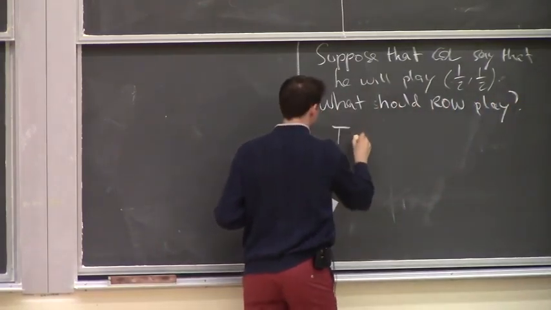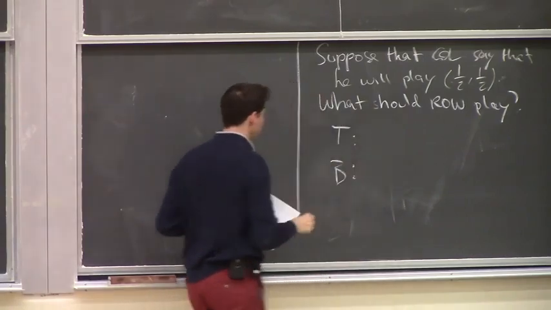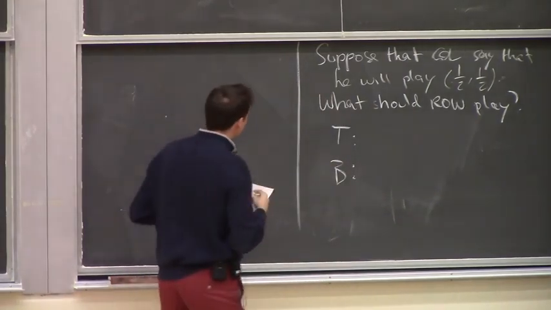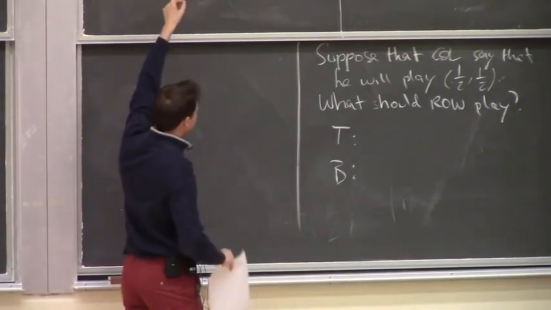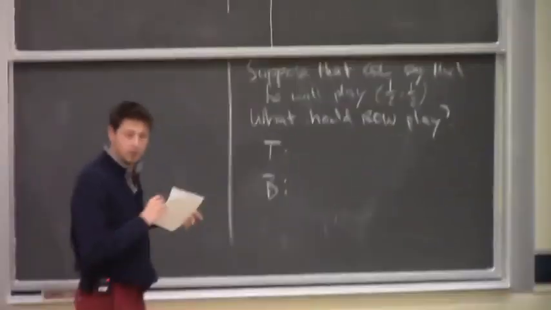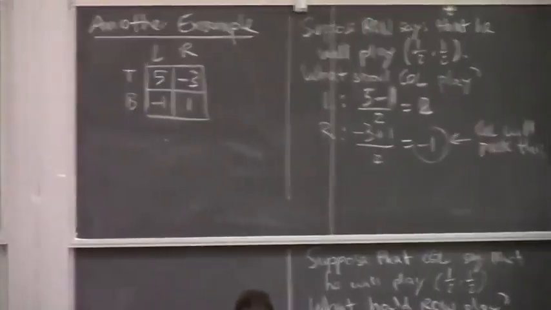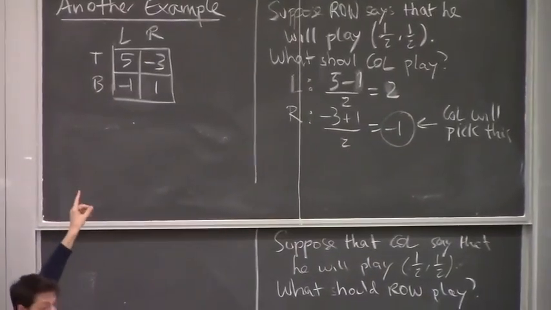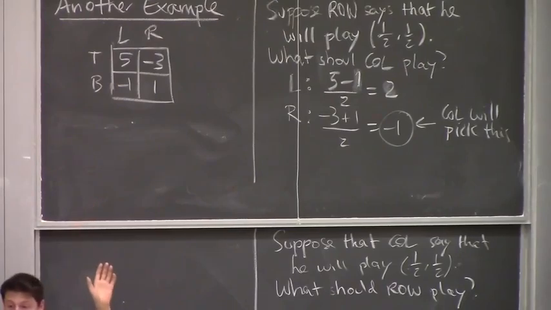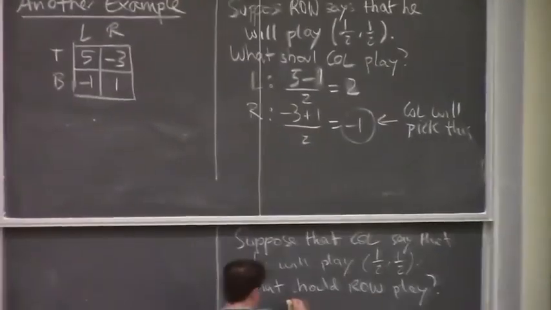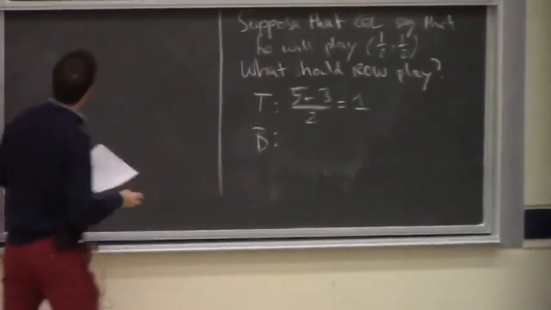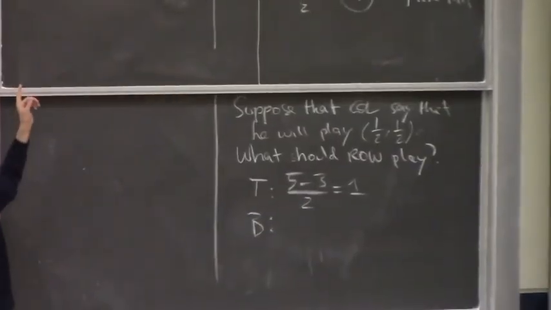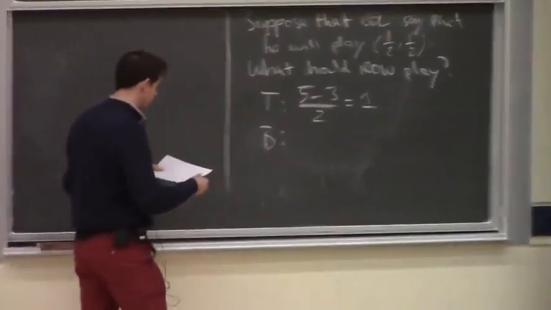He has two options, either top or bottom, right? If he plays top, what will be his utility? I say 1. If he plays top, it will be 5 with probability half and minus 3 with probability half. So 5 minus 3, that's 2, over 2, that's 1. Do you agree? And if he plays bottom, it will be minus 1 with probability half and 1 with probability half. And overall, that's 0.